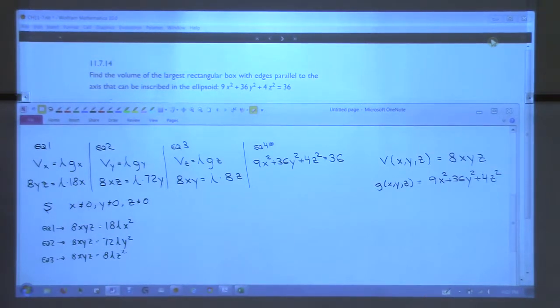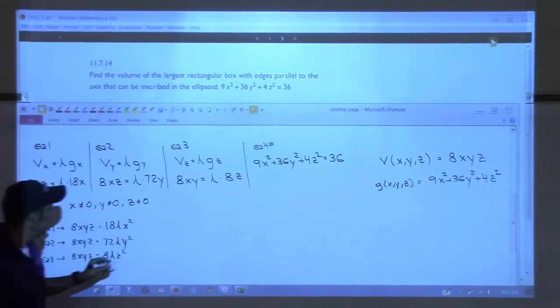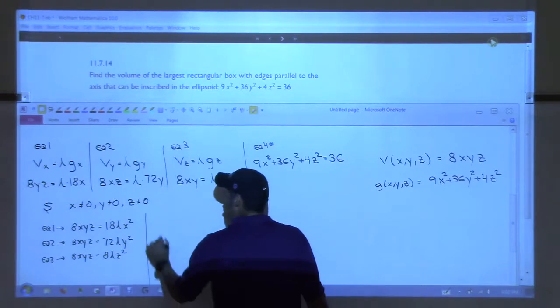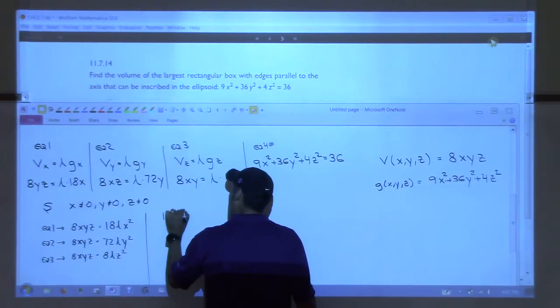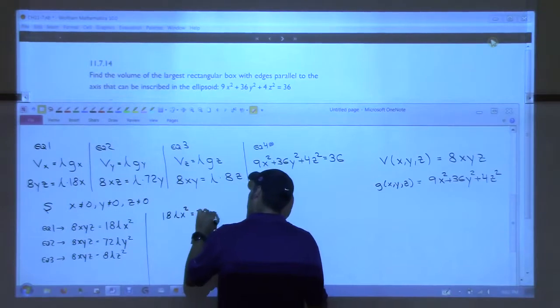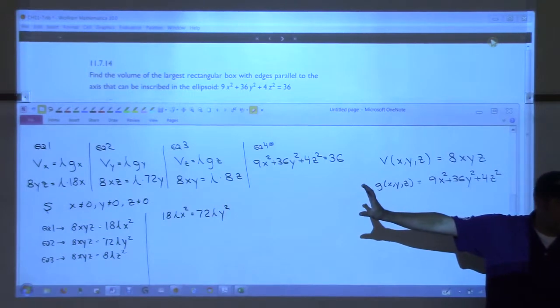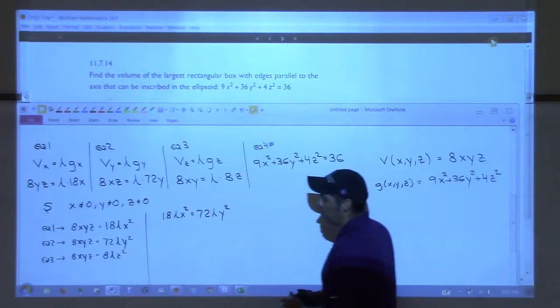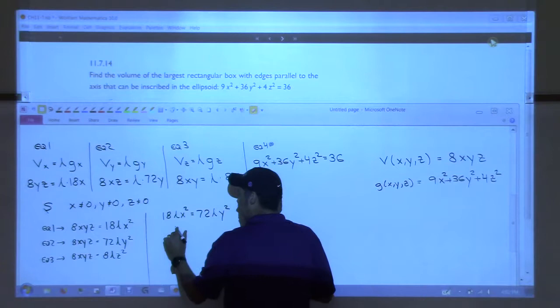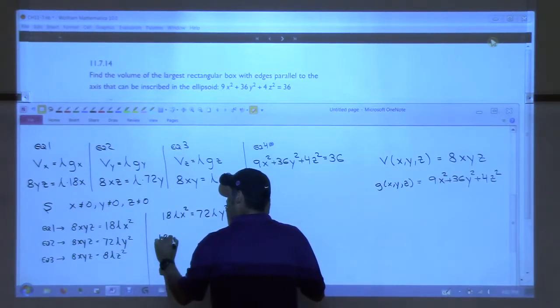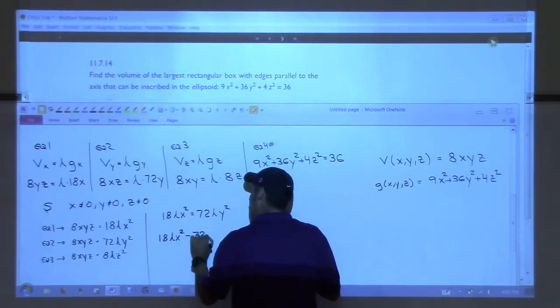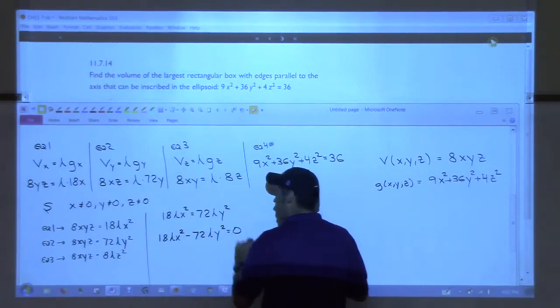Okay, big deal. Now what? They're all equal to one another, right? So I can set them equal to one another. How about I set these two equal first? So when I set those two equal, I get 18 lambda x squared must equal 72 lambda y squared. So I'm setting equation 1 and 2 equal to one another. I'll move everything to one side: 18 lambda x squared minus 72 lambda y squared must equal 0.